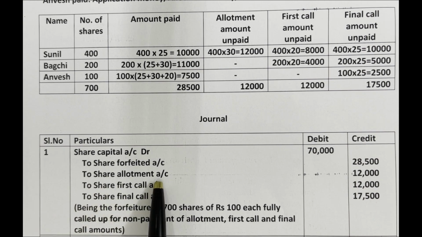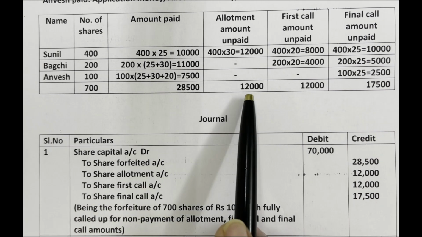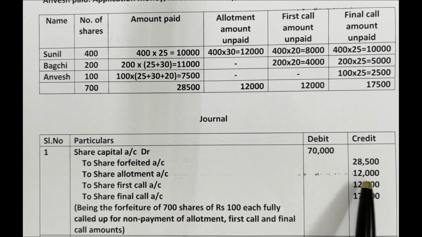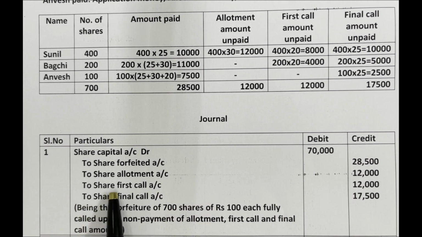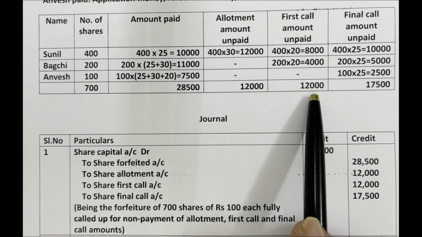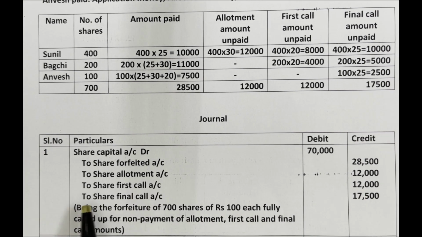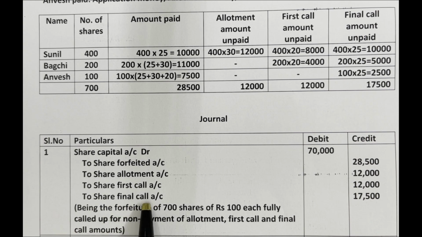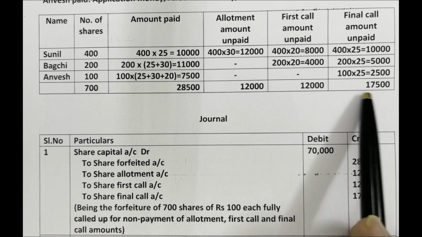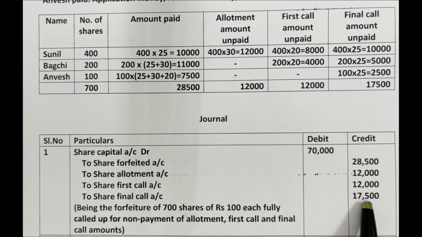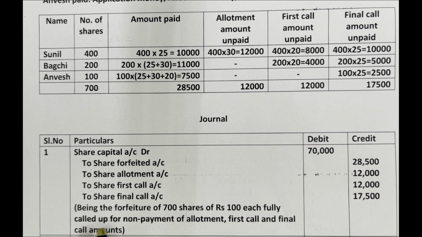To share allotment account. On allotment, we didn't receive 12,000 rupees now. That amount we should show here. To share first call account. On first call, company didn't receive 12,000 now. That amount here. To share final call account. On final call, company didn't receive 17,500. That amount here. Narration: being the forfeiture of 700 shares of 100 rupees each fully called up for non-payment of allotment, first call and final call amounts.